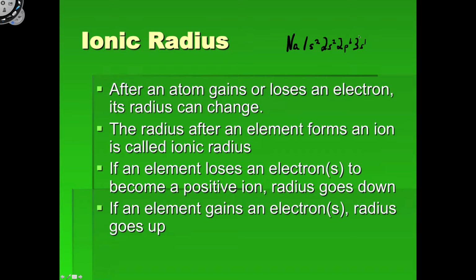So it should be pretty easy to see that since this electron is in the third energy level, and the third energy level is farther away from the nucleus, once it loses that electron, the outermost energy level is now the second energy level. So we see, obviously, that when you lose an electron, your radius is going to decrease.